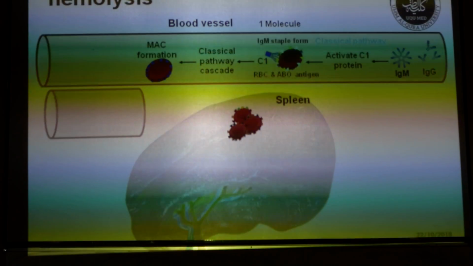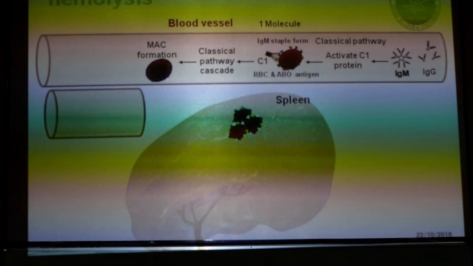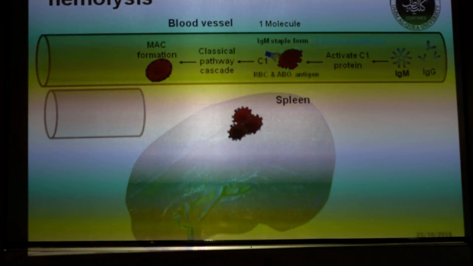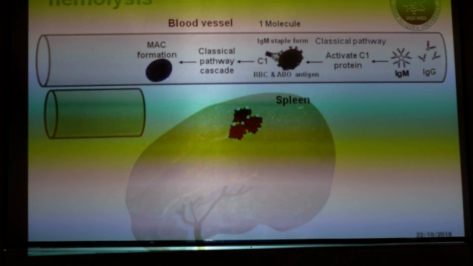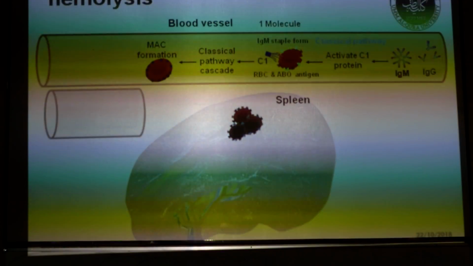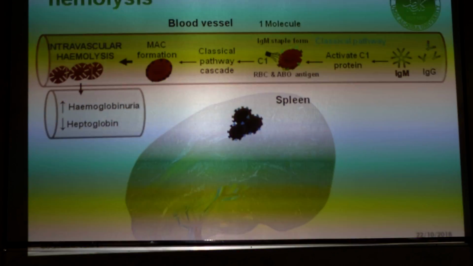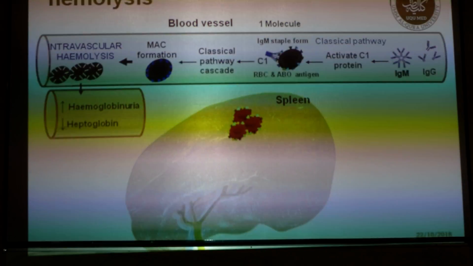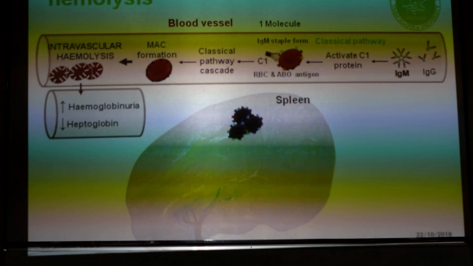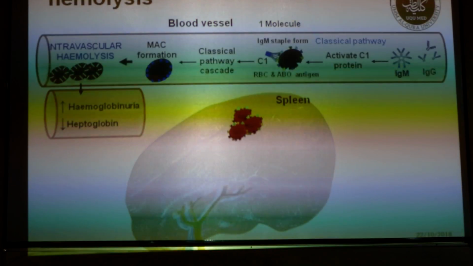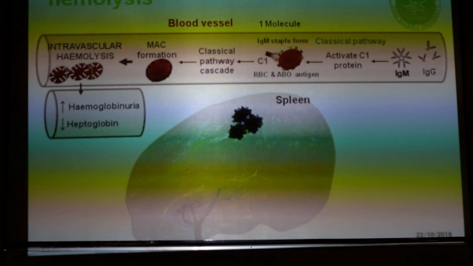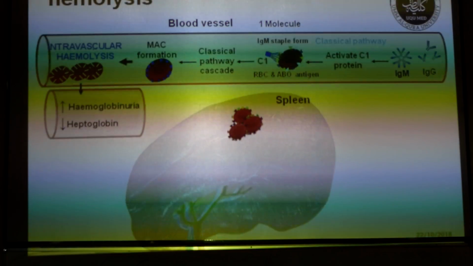As a result, what will happen? Red blood cells will be destroyed inside the vessel, intravascular hemolysis. What are they going to release? Hemoglobin. So that's why there is hemoglobinuria, and haptoglobin levels will come down, because free hemoglobin is bound to the haptoglobin. It will be used. So haptoglobin levels are down, hemoglobinuria is seen.